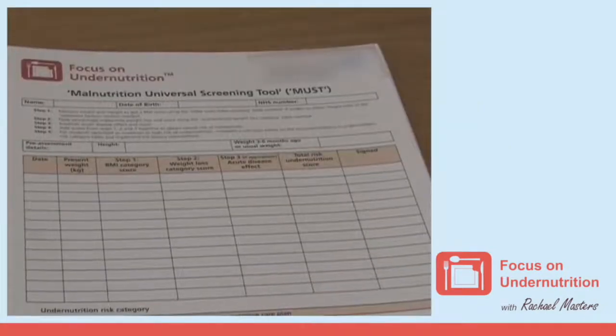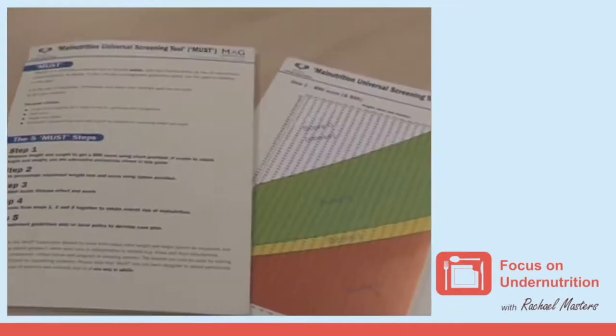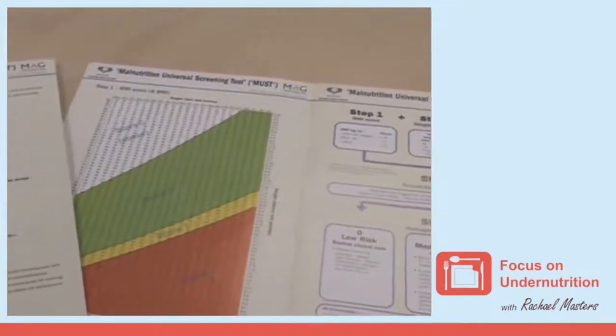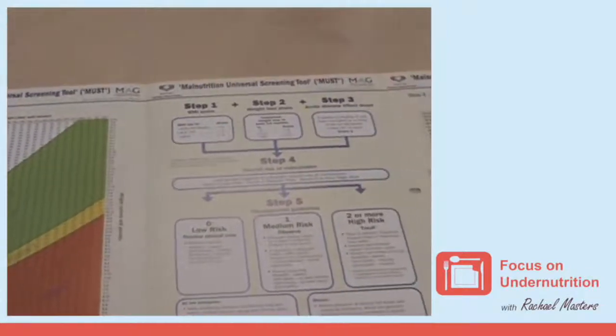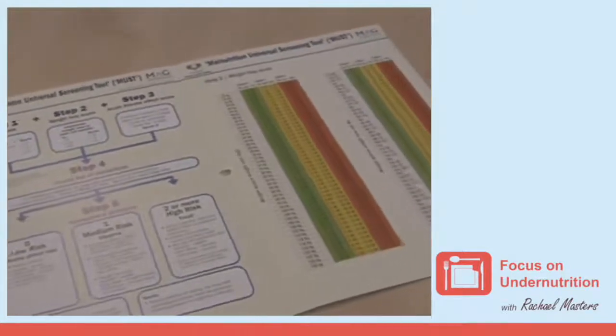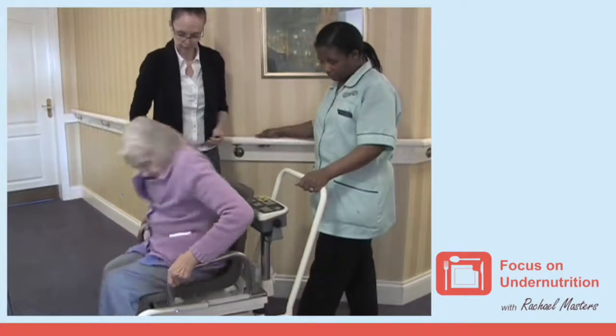A nutritional screening tool can be used to identify a person's risk of undernutrition. The nutritional screening tool used by Focus on Undernutrition is an adapted layout of the national tool called MUST. MUST stands for Malnutrition Universal Screening Tool, developed by BAPEN. MUST is based on 4 questions.